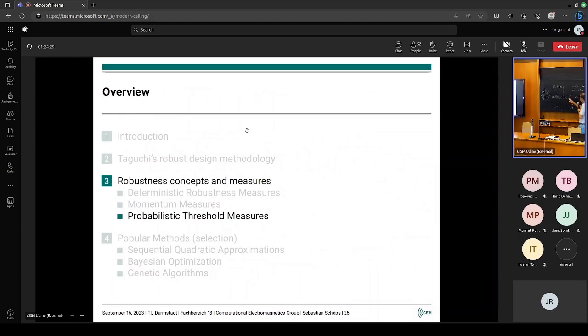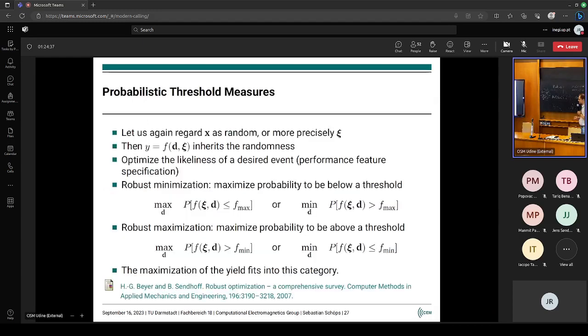The case where you also want to look at very rare cases can also be done, but then you have to work with probabilistic threshold measures. This is related to the yield we just explained. Again, we regard x now as a random variable, or more precisely, this xi. This is just the f function we had before. Now we want to optimize the likeliness of a desired event, meaning the yield, or we want to minimize the probability of an unwanted event. That's what's written down here. And you see now 4 variants, which are essentially the same thing. It depends whether you want to do a robust minimization or robust maximization.